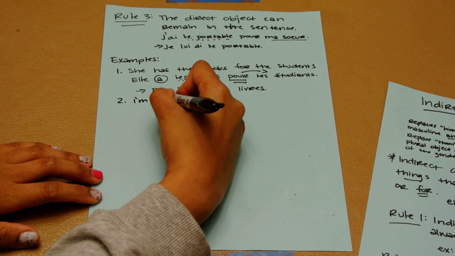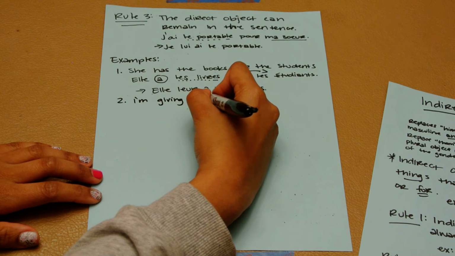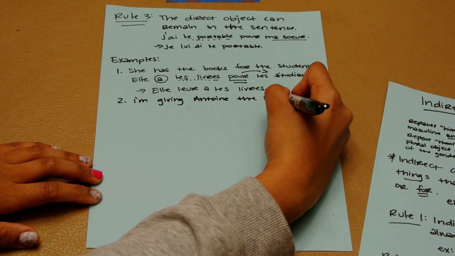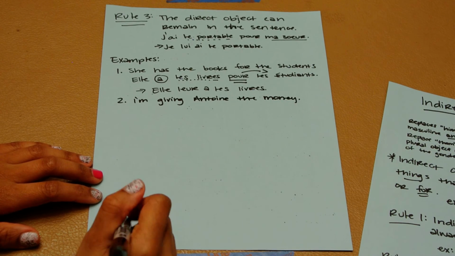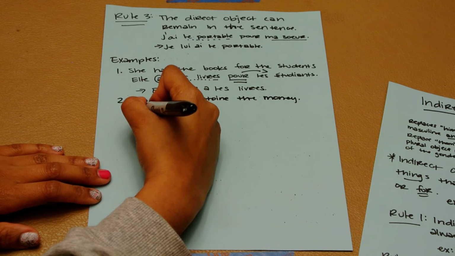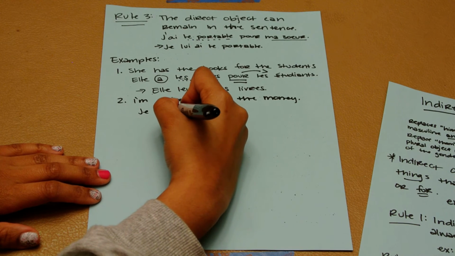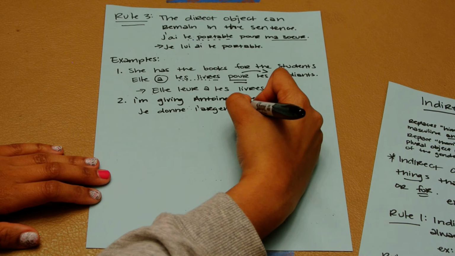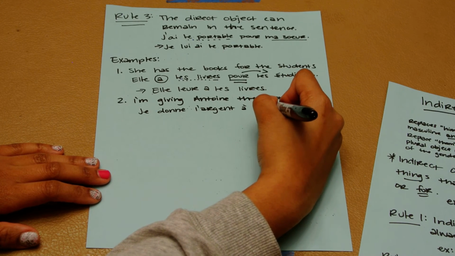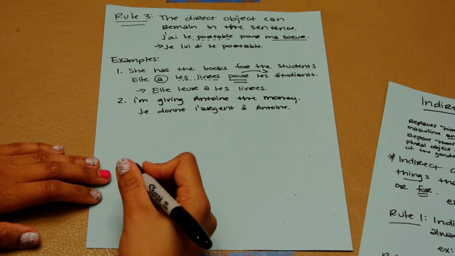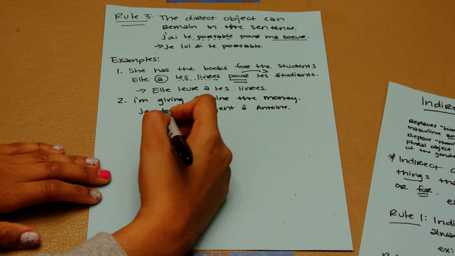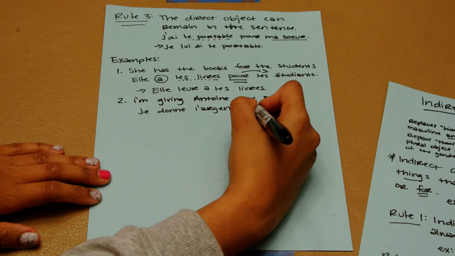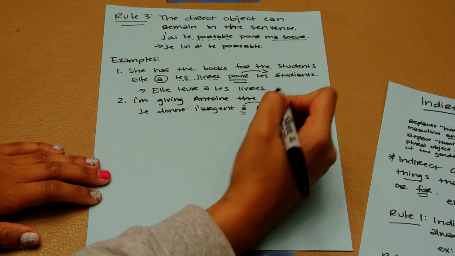I'm giving Antoine the money. Okay? We could say je donne l'argent. We've learned the word for money, l'argent, à Antoine. Our direct object, so what's directly being affected, is argent. But who are we giving this to? It's being given to Antoine.